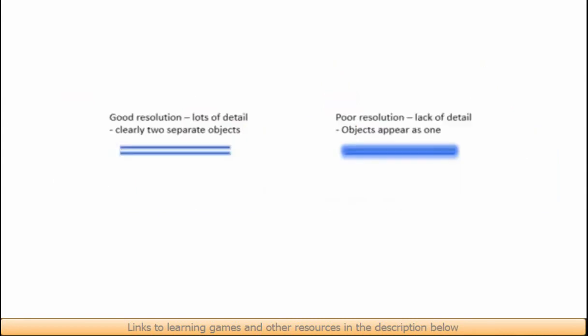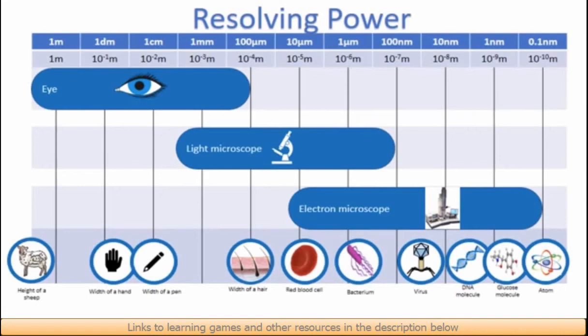For example, most human eyes can see 2 fine parallel lines as distinct markings if they are separated by at least 0.1 millimeter. But if they're any closer than that, we see them as a single line. So the resolving power of a typical human eye is around 0.1 millimeters, which is about the same as a human egg cell. Now, the development of the light microscope made the study of cells possible.